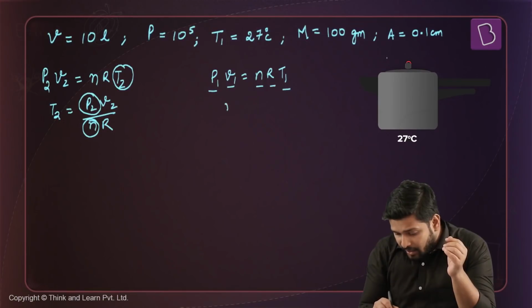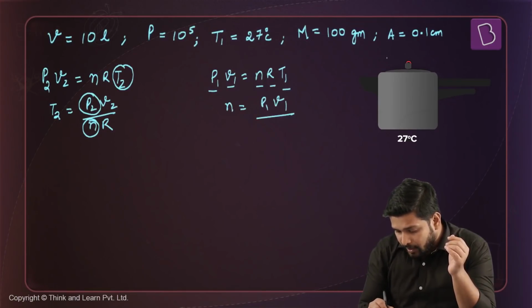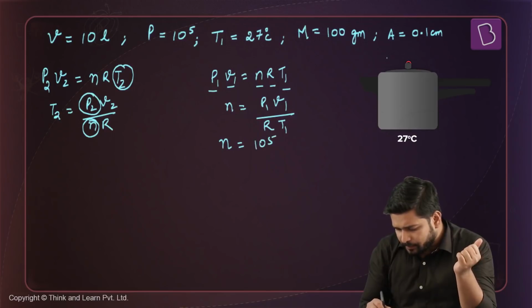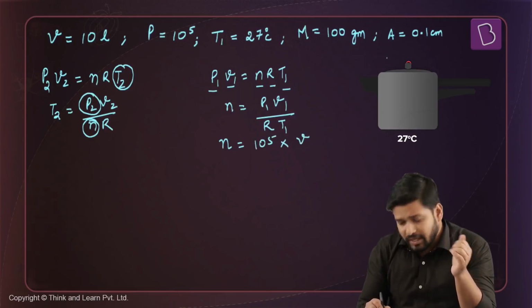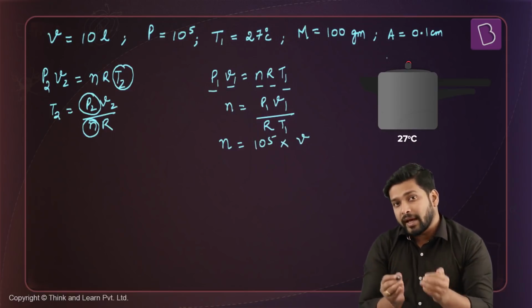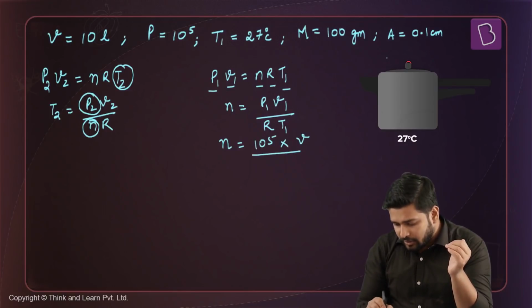So I can write n is equal to P1V1 upon RT1. If I just plug in the values, I can write n is equal to P1 is 10 to the power 5 into V1. I'll just keep it as V because later on also we are going to encounter a V. So there is a chance that they might cancel out. So I'll just put V over there.